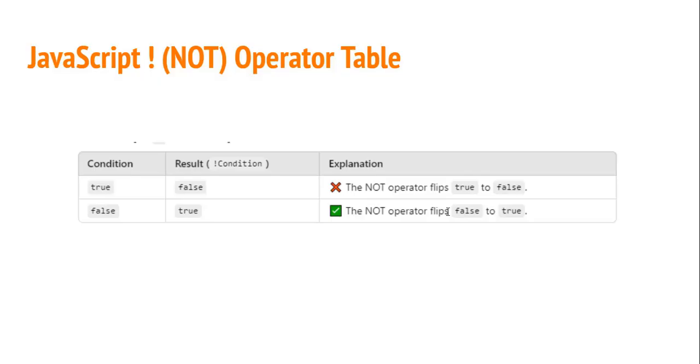JavaScript not operator table. The not operator reverses the output. If the condition is true, then the result is false. If the condition is false, then the result is true.